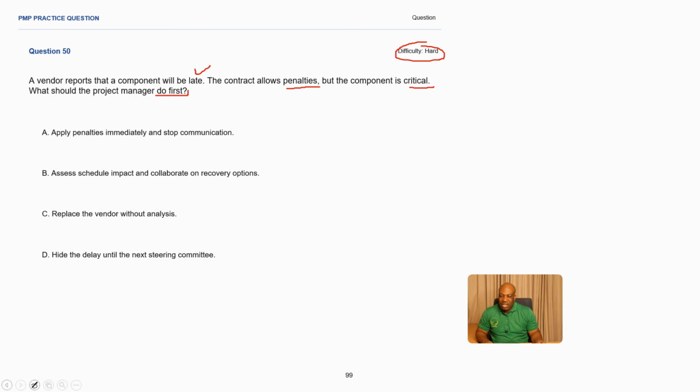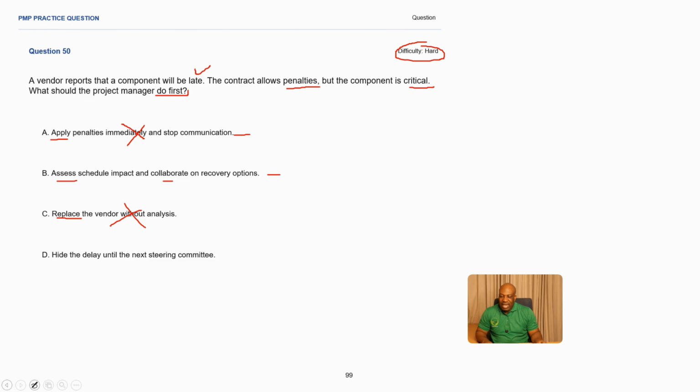A, apply penalties immediately and stop communication. Don't be too harsh like this in a project. The first thing is to understand why it's late, so we need to eliminate this answer. B, assess schedule impact and collaborate on recovery options. Okay, this one makes sense. I like the words assess and collaborate. All right, option C, replace the vendor without analysis. You don't just fire people in a project. That's a wrong mindset. So we eliminate this one straight away.